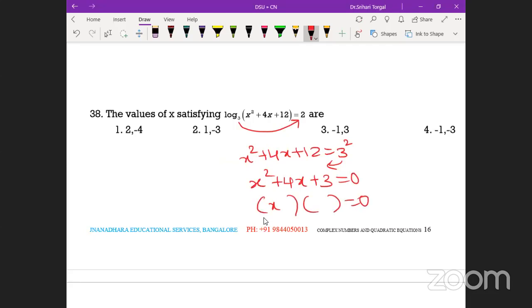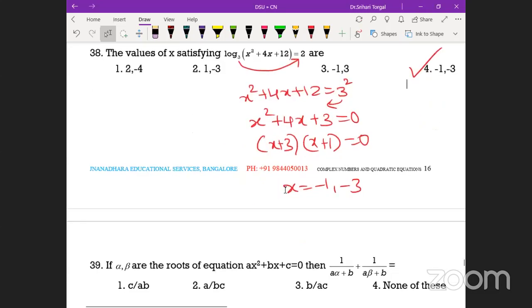Now what are the two roots? 3 ones are 3. It's equal to minus 1 and minus 3. That's it. Okay.